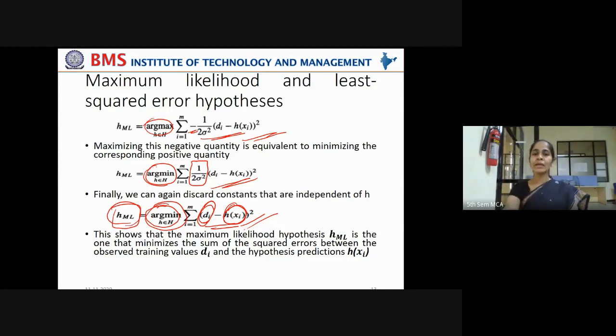This shows that the maximum likelihood hypothesis HML is the one that minimizes the sum of squared errors. That is this term. It is minimizing that term between the observed training value di and the hypothesis prediction hi. We are able to prove that. That is the relationship between the maximum likelihood hypothesis and the least squared error hypothesis.